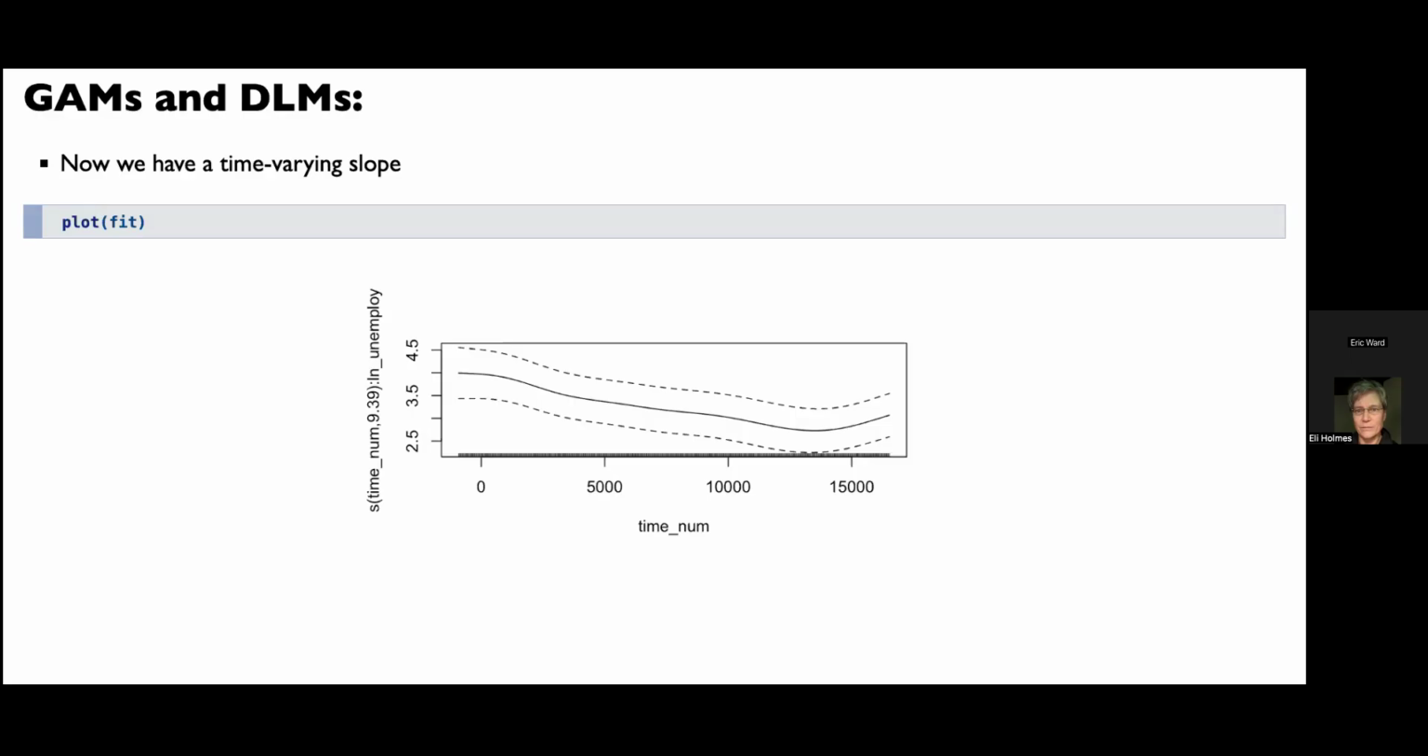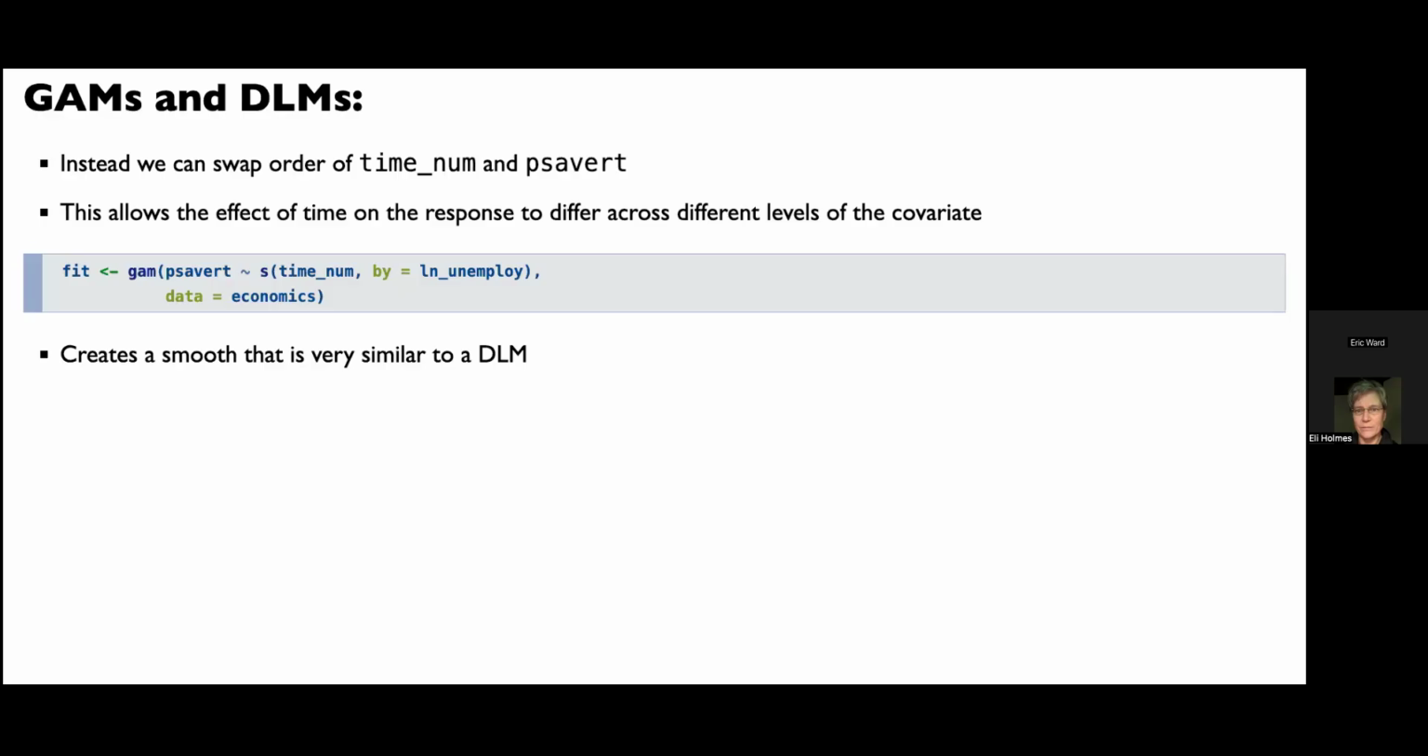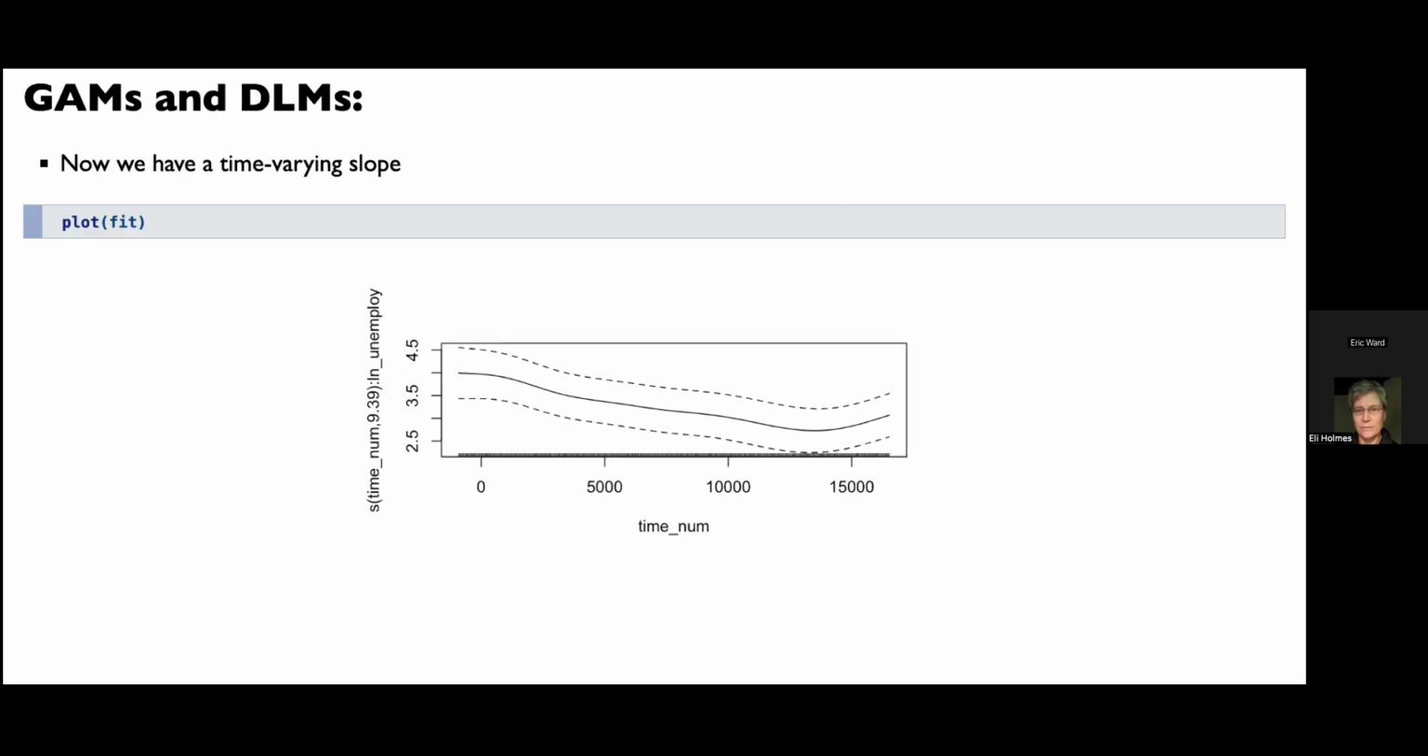We can change the wiggliness of this. I didn't include the number of basis functions in this argument, but after we say by equals unemployment, we could add k to specify the basis functions if we wanted. If we thought this was too smooth and wanted it to be more wiggly, that would be how we adjusted that.